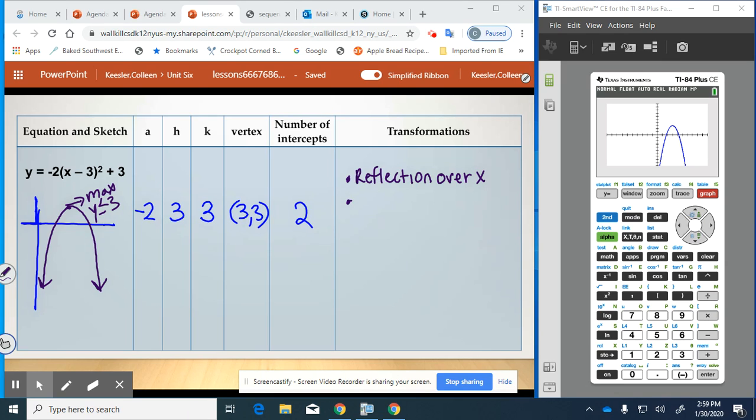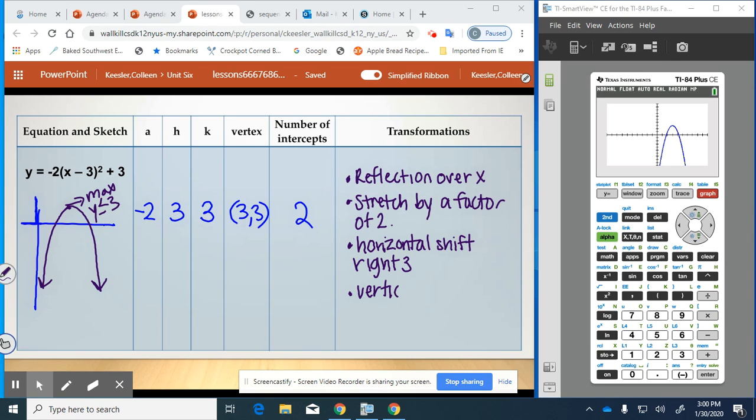We have a stretch by a factor of 2. We have a horizontal shift right 3 units. And we have a vertical shift up 3 units. Done. Okay, so it's just being able to recognize what the parts of that equation give us.